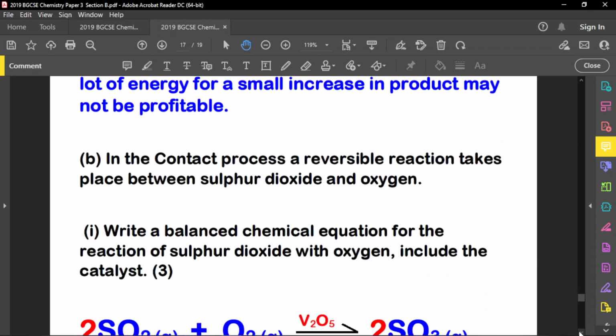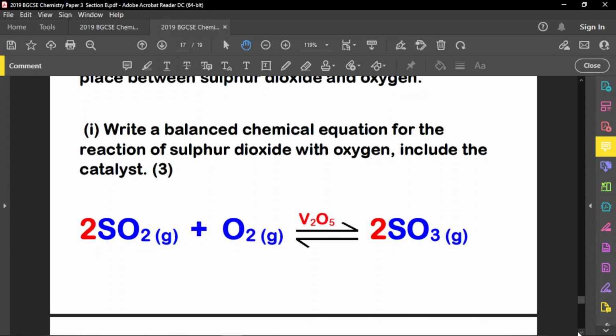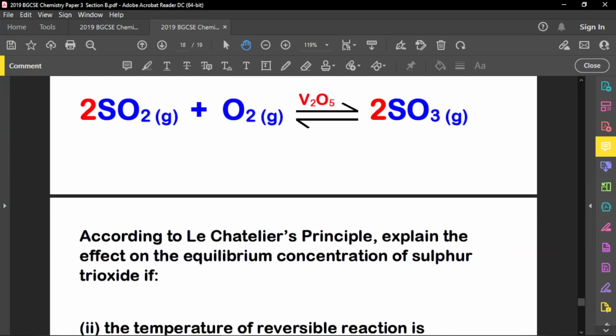All right, so for part B, it said in the contact process, a reversible reaction takes place between sulfur dioxide and oxygen. Write a balanced chemical equation for the reaction of sulfur dioxide with oxygen, include the catalyst. And so this is a balanced chemical equation here, and it's a reversible reaction for, again, the contact process. So let me just go back up a little bit here. So that's the contact process, everything together. And if you notice, the catalyst is also there as well, which I'm going to talk about just now at the bottom right here.